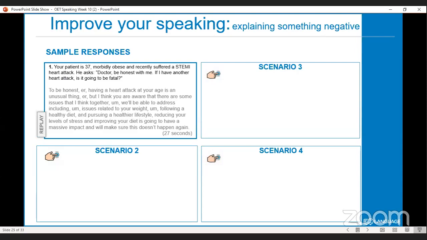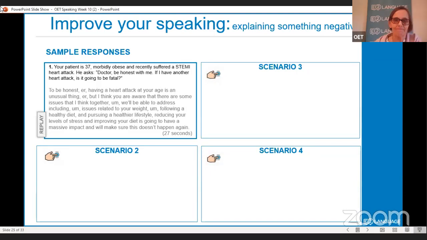To be honest, having a heart attack at your age is an unusual thing, but I think you are aware that there are some issues that I think together we'll be able to address, including issues related to your weight, following a healthy diet and pursuing a healthier lifestyle, reducing your levels of stress and improving your diet is going to have a massive impact, and we'll make sure that this doesn't happen again.